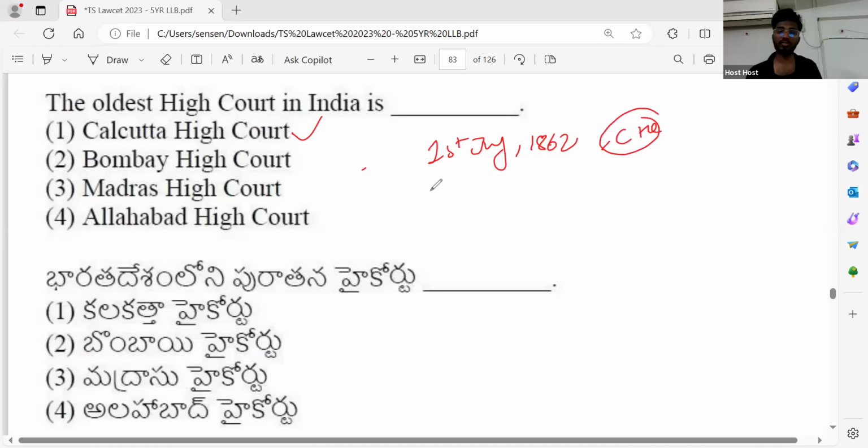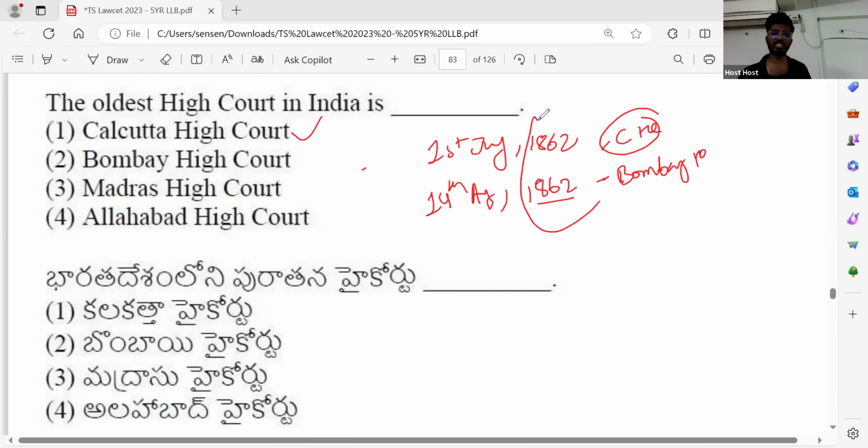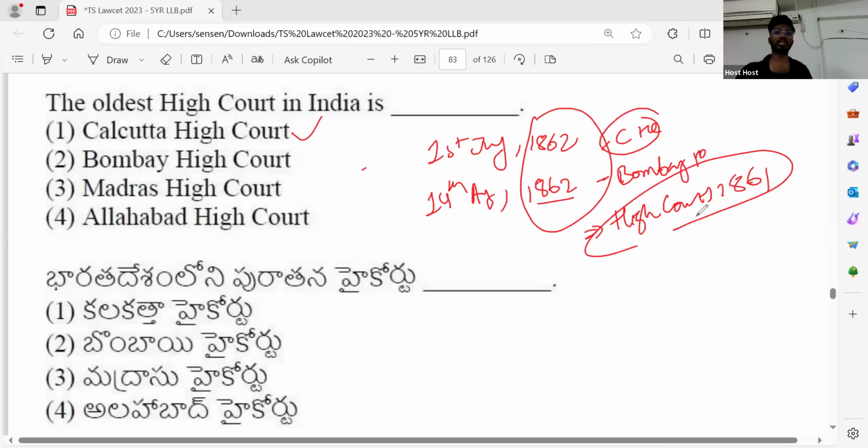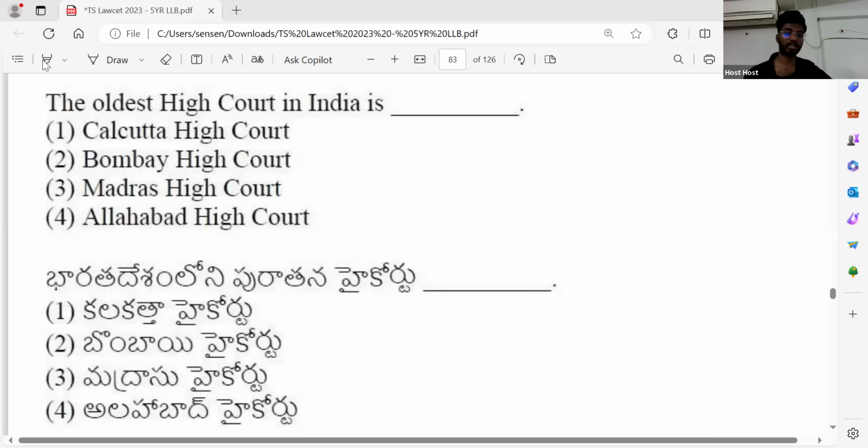And one more date you have to remember, that is 14th August, one day before our independence, not on that day, but in 1862. On this day, which High Court was established? Bombay High Court was established. All of them were established in the same year. Under which act? The High Courts Act of 1861 provided for the establishment of these courts, right? Which means that these high courts were born before independence itself. The Supreme Court was also there before independence, during the British time period.